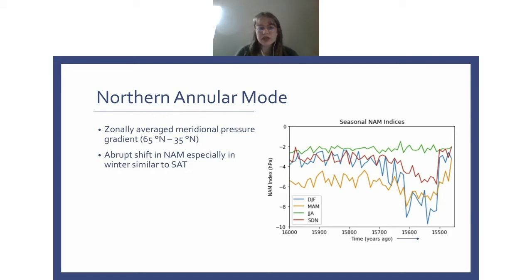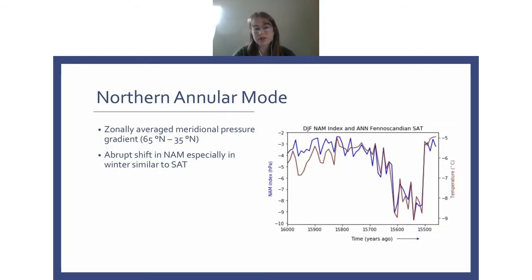And you can see there, if you focus on the winter time, so this is the blue one, that it's a very abrupt decrease and increase similar to the surface air temperature. And again, it was a winter signal we are seeing in the surface air temperature as well. So here's just the two on top of each other. And you can see that they're almost the exact same shape. The magnitude is a little different, but almost the same pattern.